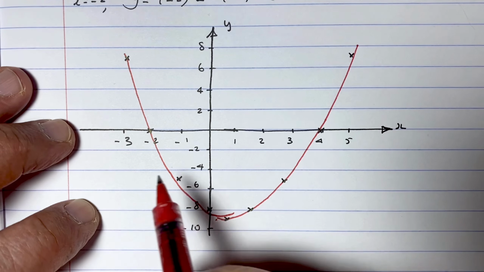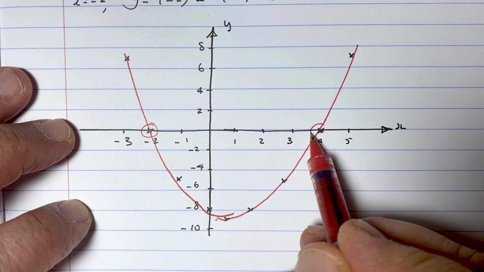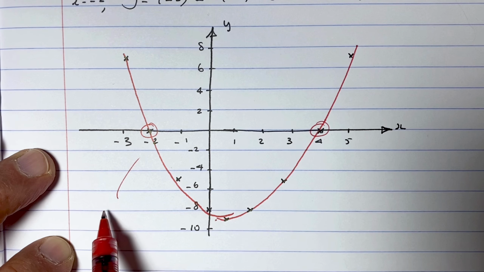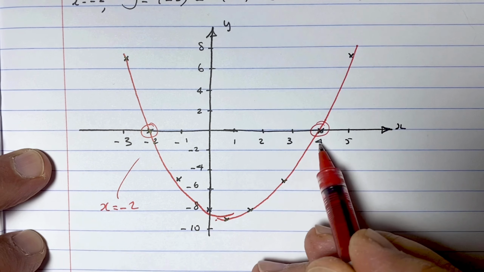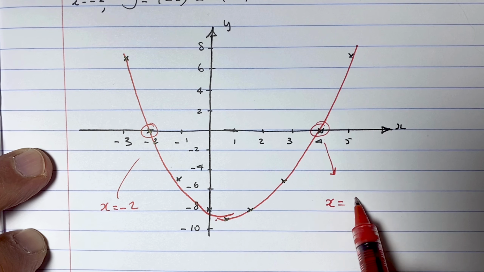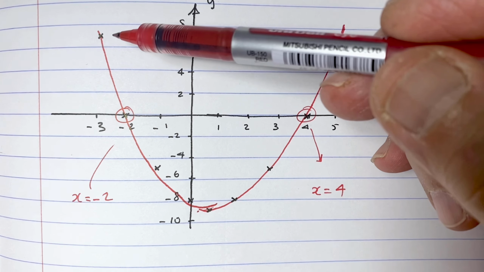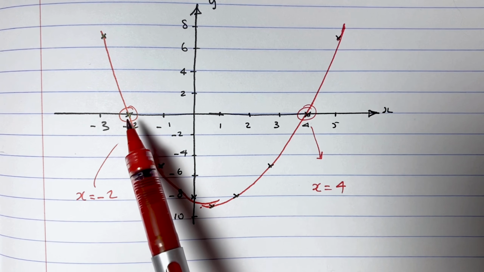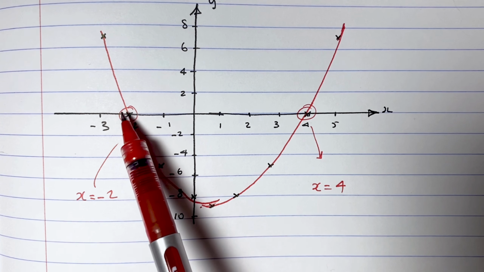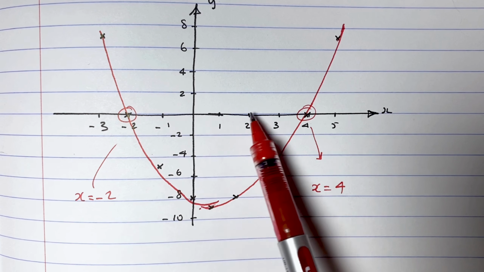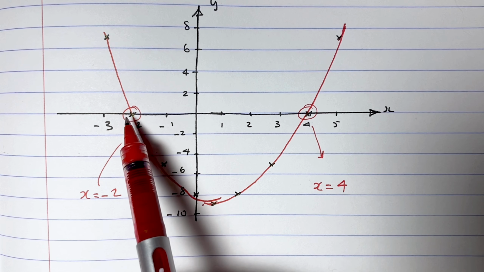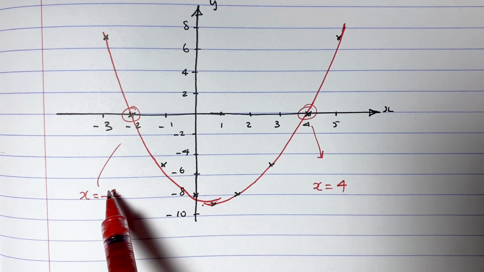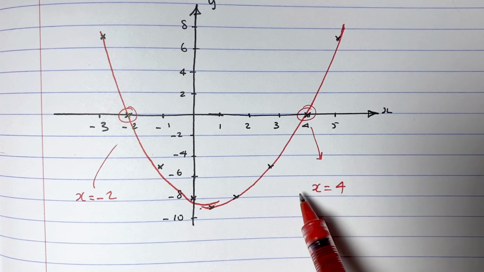Now, the solution is where the graph crosses the x-axis. So from here you can see x equals -2, and here x equals 4. You can see the roots of the equation or the solution or the x values are where the curve crosses the x-axis. Here it crosses at -2 and at +4. So the answers are x equals -2 and x equals 4.